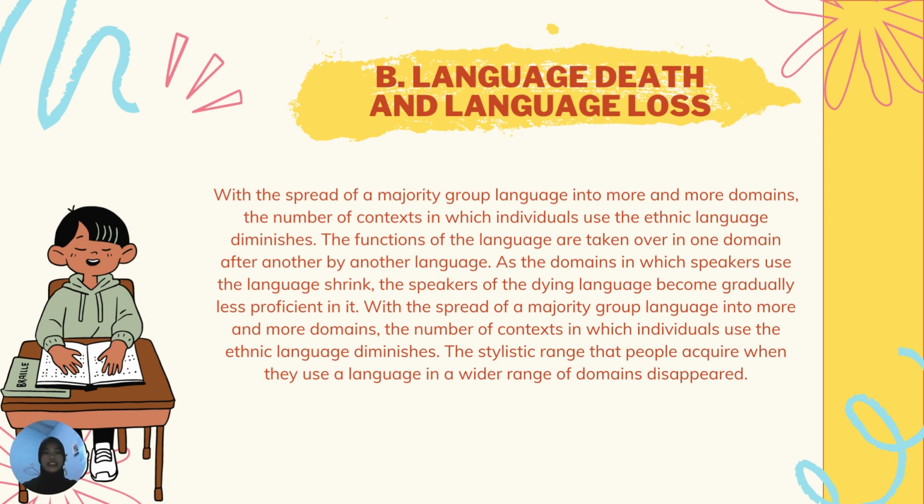The speakers of the dying language become gradually less proficient in it, with the spread of a majority group language into more and more domains. The number of contexts in which individuals use the ethnic language diminishes. The stylistic range that people acquire when they use a language in a wider range of domains disappears.